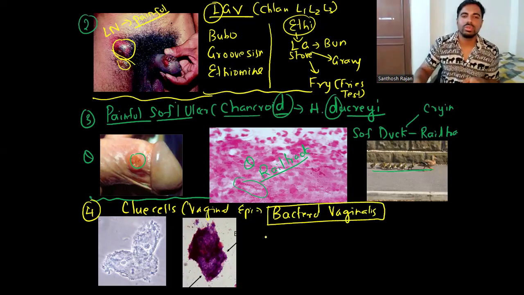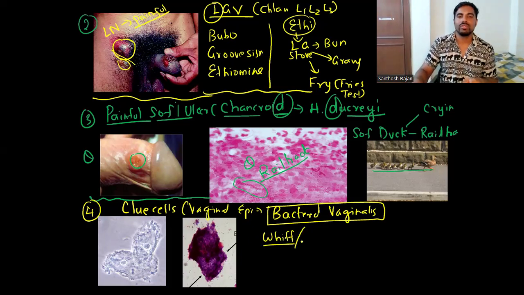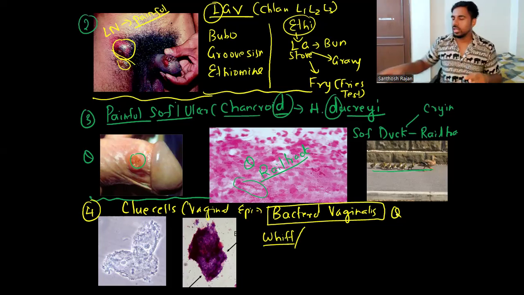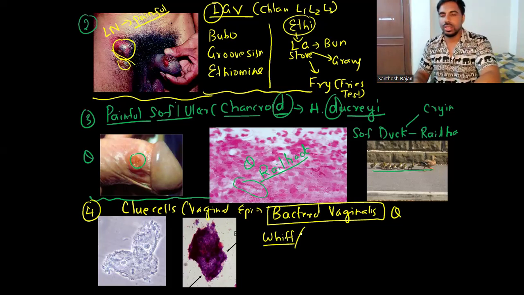You also do the whiff test with 10% KOH, and you get a smell. And here it is grayish discharge, you see. pH is more than 4.5, you see. And then you look for clue cells. So these are the characteristic features of bacterial vaginosis. Okay. You remember. Done. This is done.